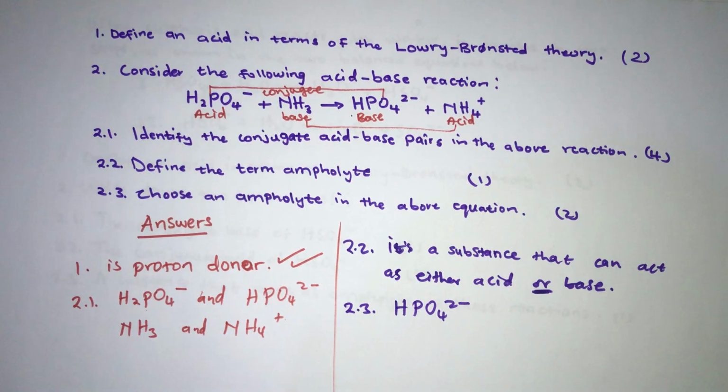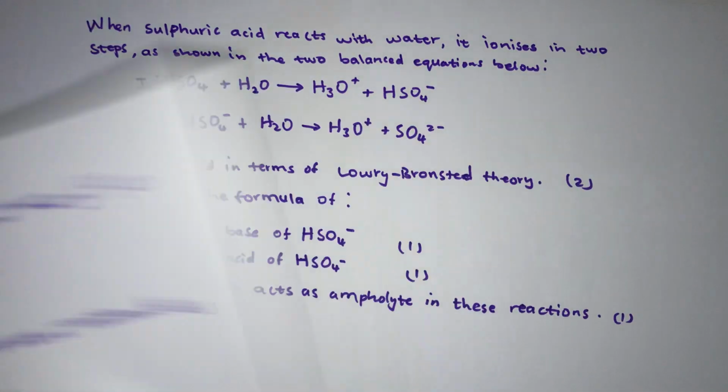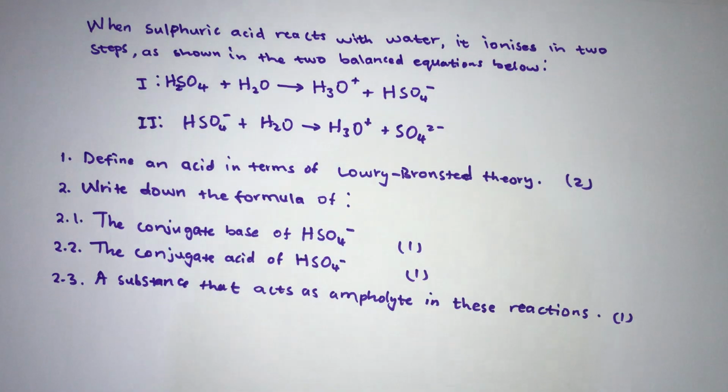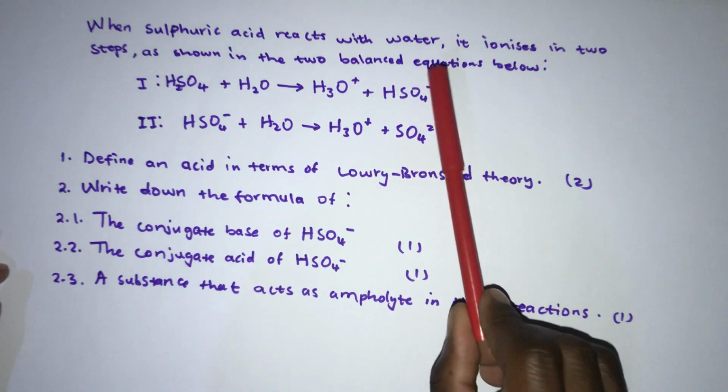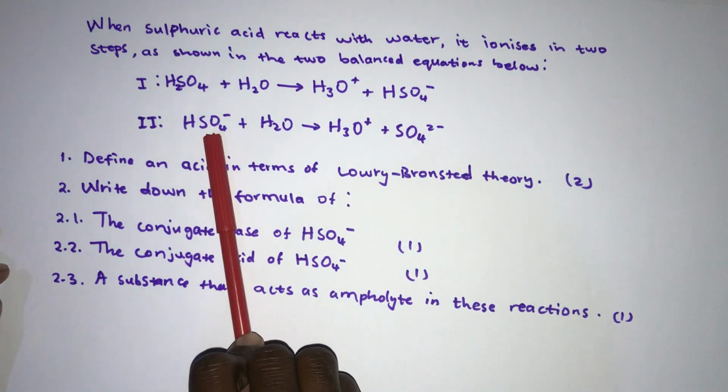So let's move to the next question fast. So here is the next question. You can pause the video and try it out if you can. When sulfuric acid reacts with water, it ionizes in 2 steps, as shown in the 2 balanced equations below. So there is equation 1, that is sulfuric acid reacting with water, and then this is what I was talking about. Now this one became a base, but this side it acts as an acid.